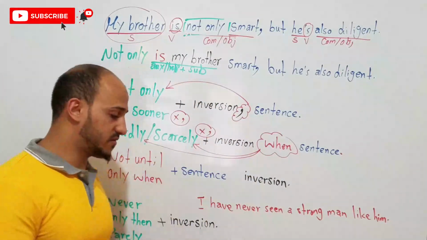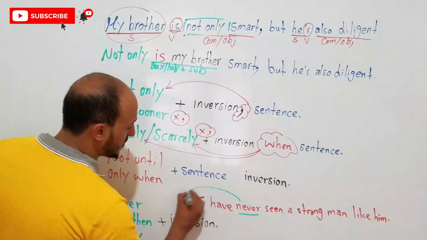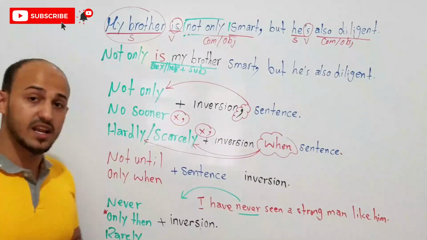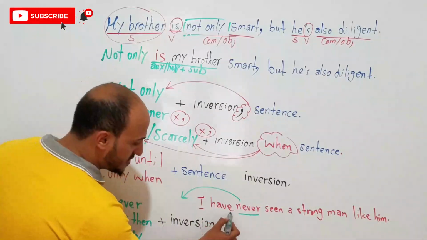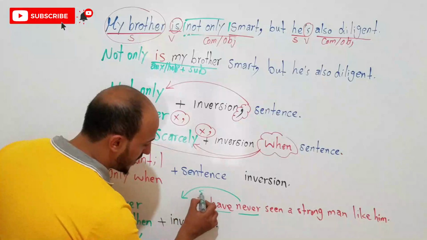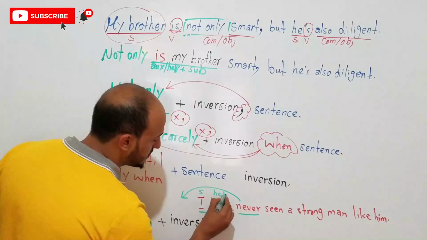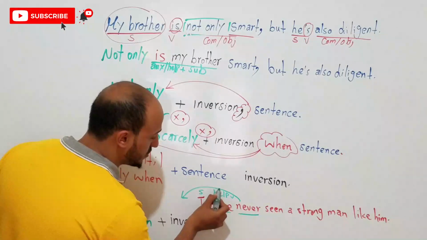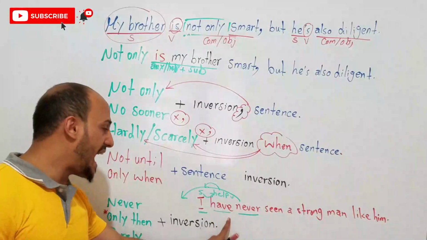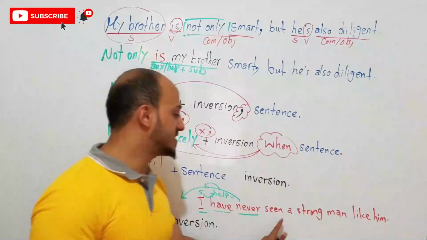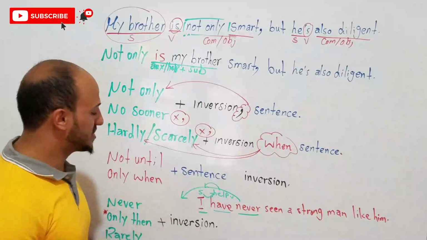So to make this one inversion, it's pretty easy. What you're gonna do, guys, is you're going to take this one here in the beginning. So this is never, right? Now this is the key. Now you need the inversion. What is the inversion? This is the subject. This is the subject. All right. And this is the helping verb, okay? The helping verb. So what are you gonna do? You just switch this one here and this one here, all right? So never have I seen a strong man like him, all right? So that's pretty much it.